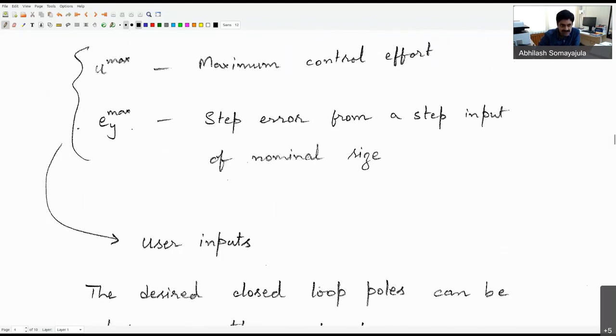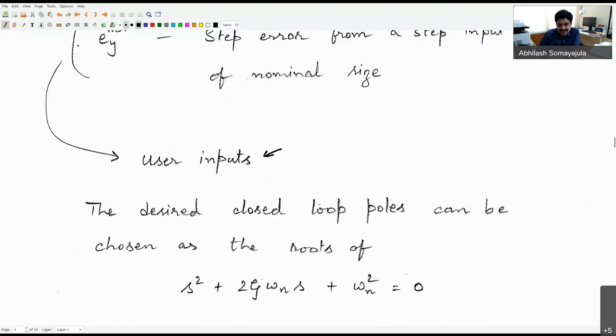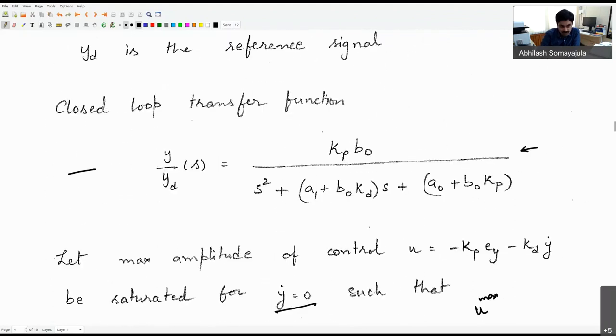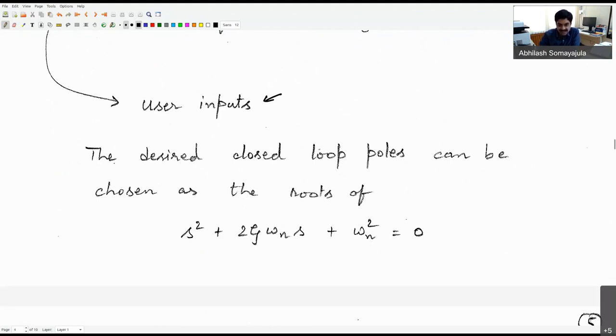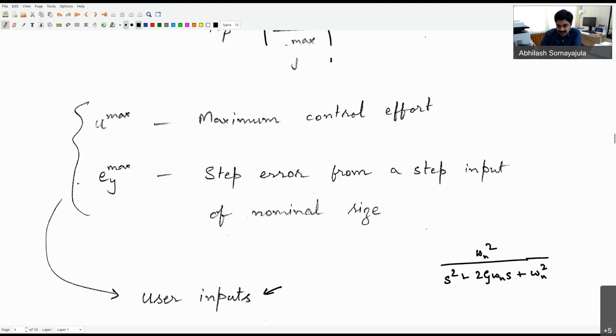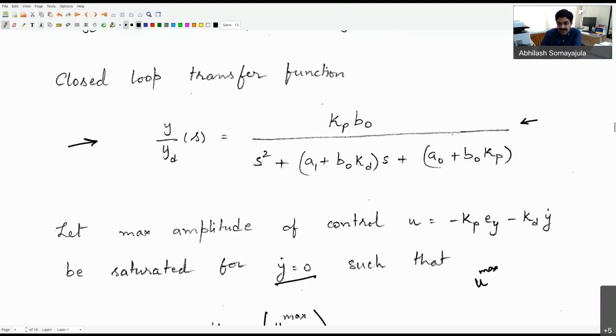All right, so you can think of these as user inputs, and then you're trying to design your system based on these user inputs. Now let's say that this closed loop system that you found, you want to ensure that its poles are at a particular location. Then I can think of this system as a second order system and try to equate its poles to the poles of a second order spring mass damper system. A spring mass damper system would have a transfer function which looks like omega n square divided by s square plus 2 zeta omega n s plus omega n square, right? And I'll try to equate that transfer function with this transfer function and make a comparison to figure out where to put my poles.